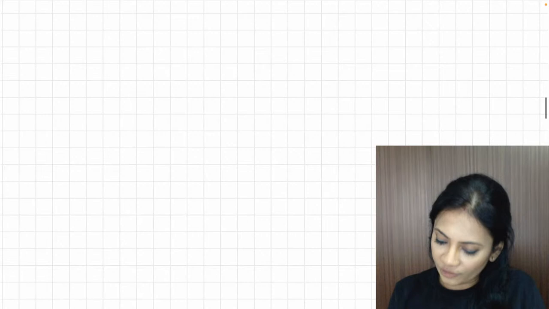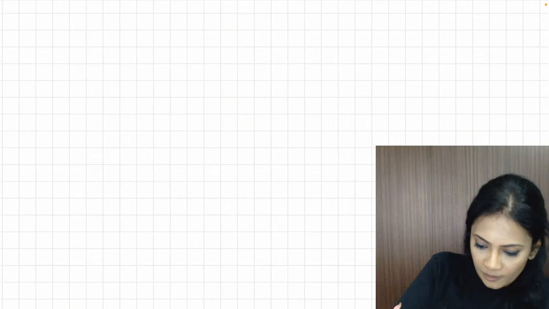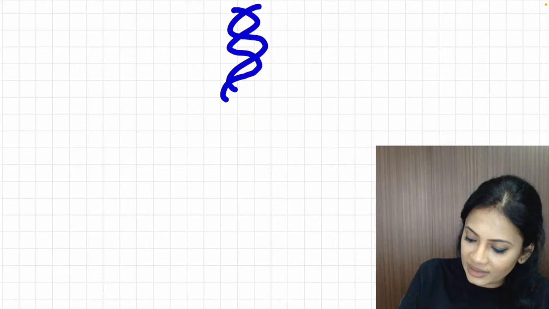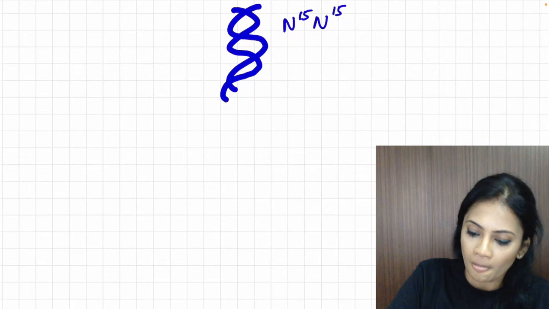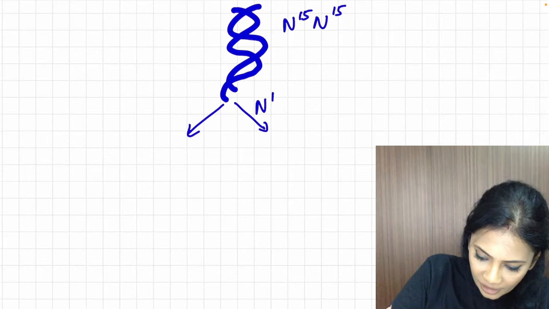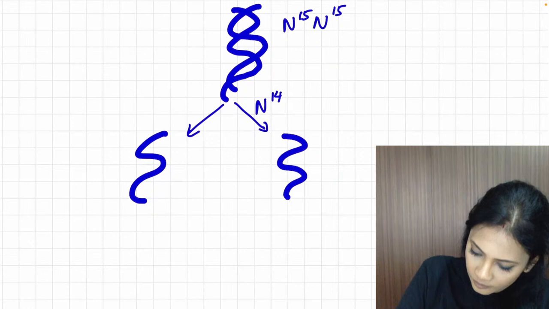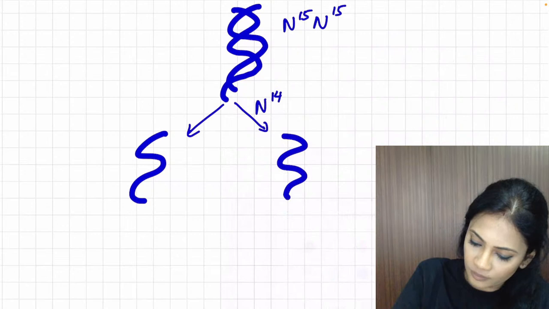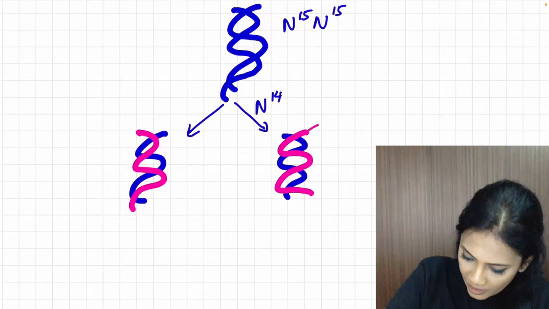Okay? So, if we have here two types of DNA. Here you have first, DNA which is N15, N15. Fine? Then, put it in N14 medium. What will you get? The DNA opens. And for N14, this is N14. The blue one is N15.